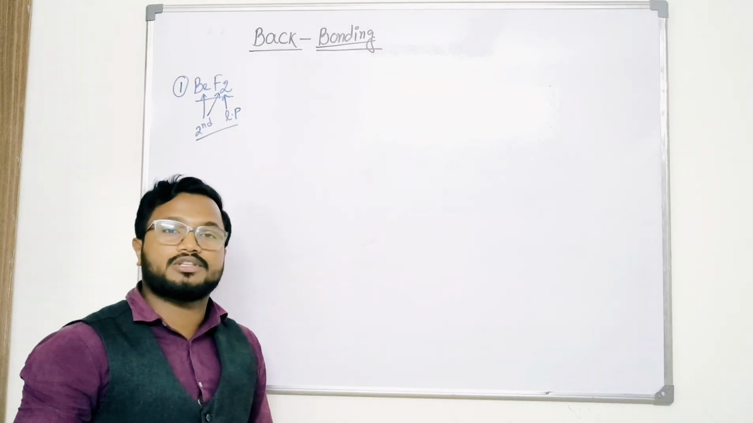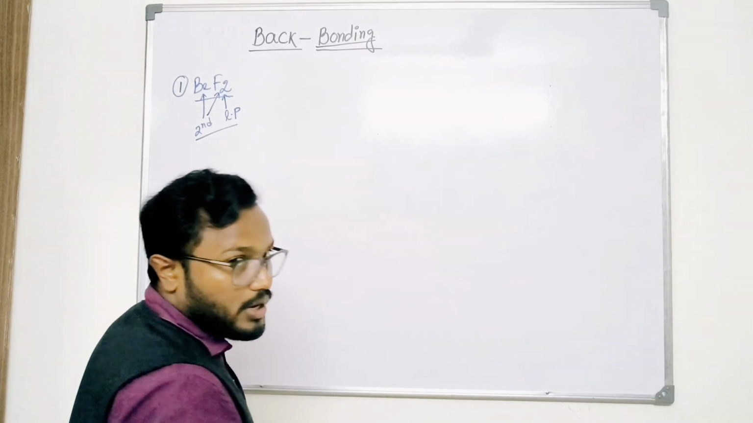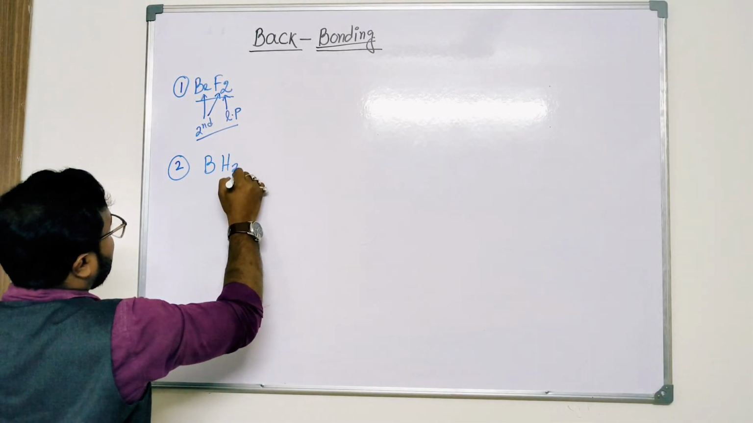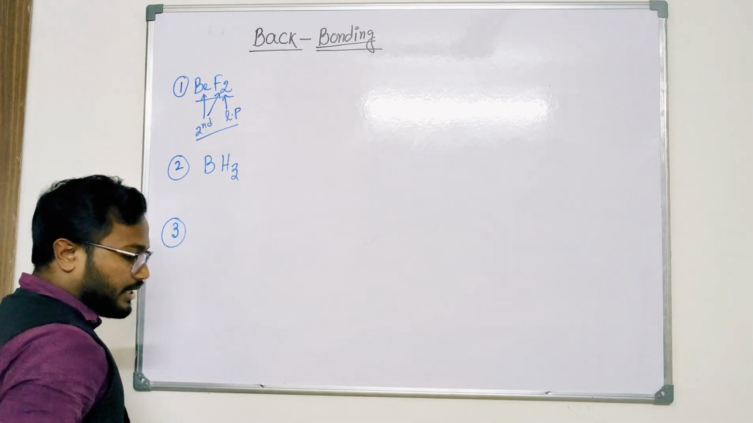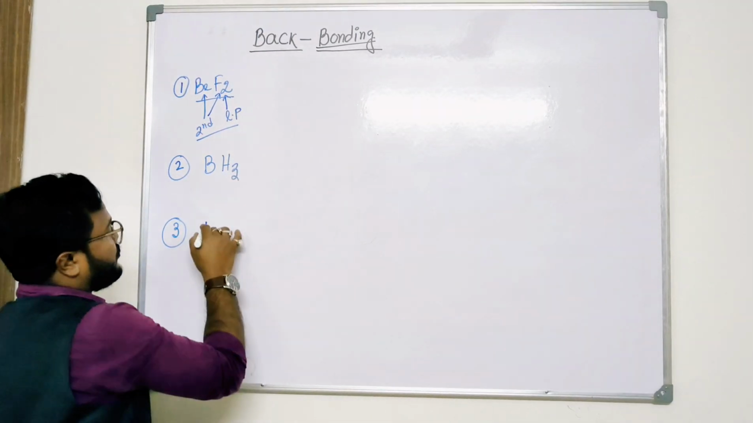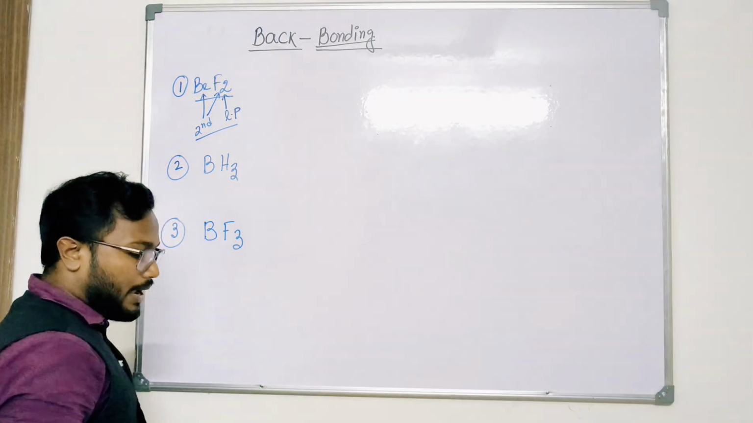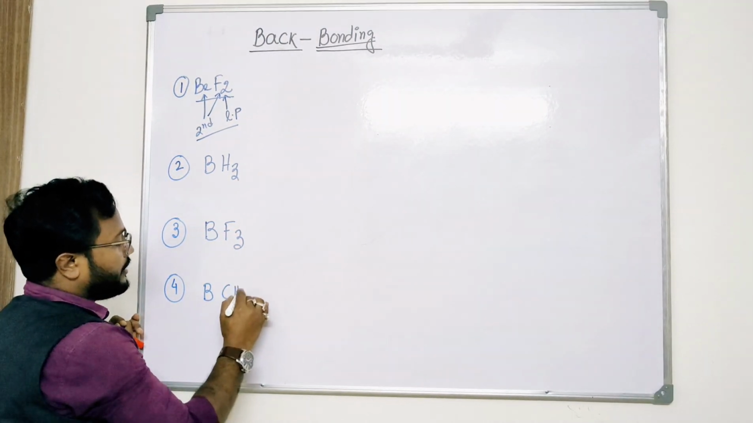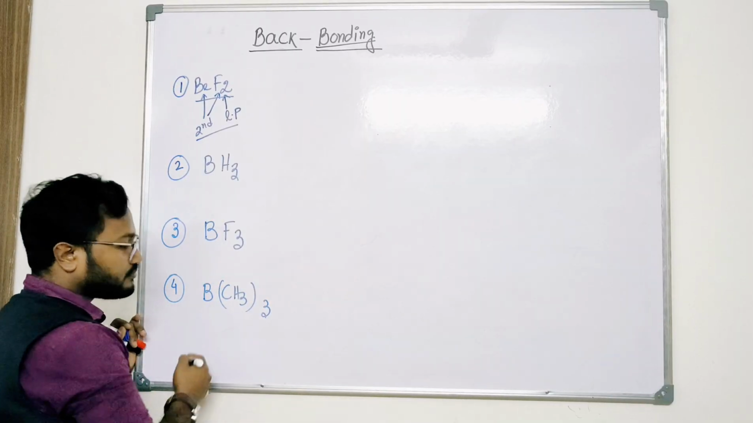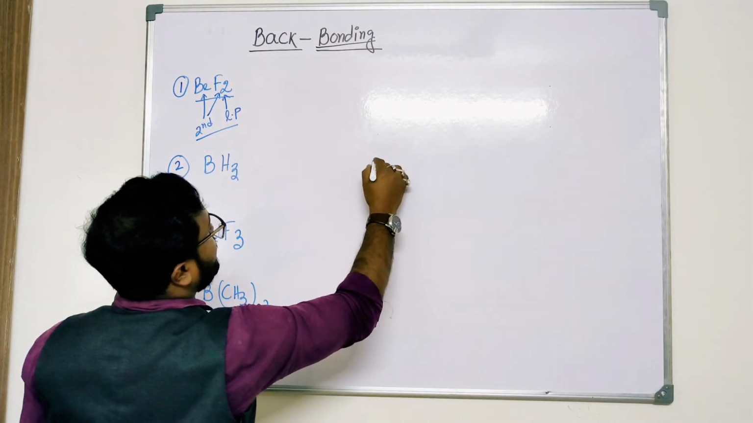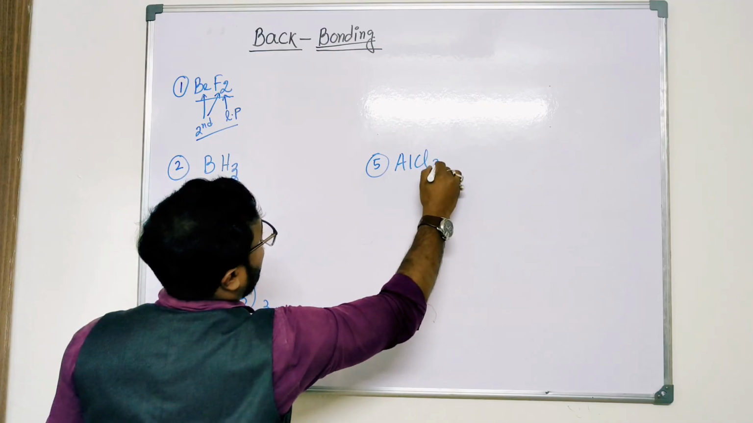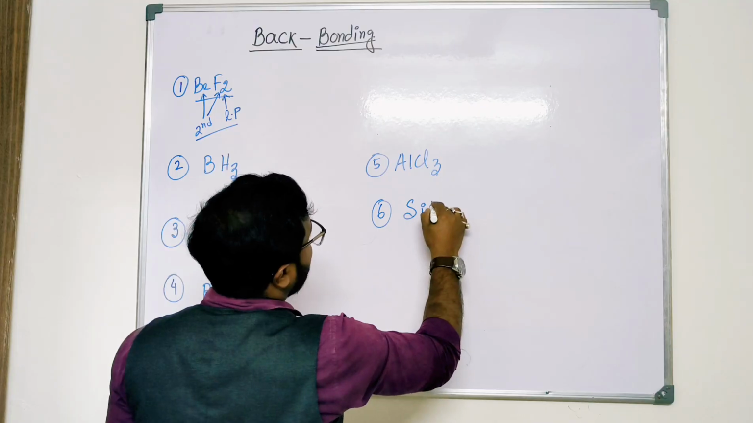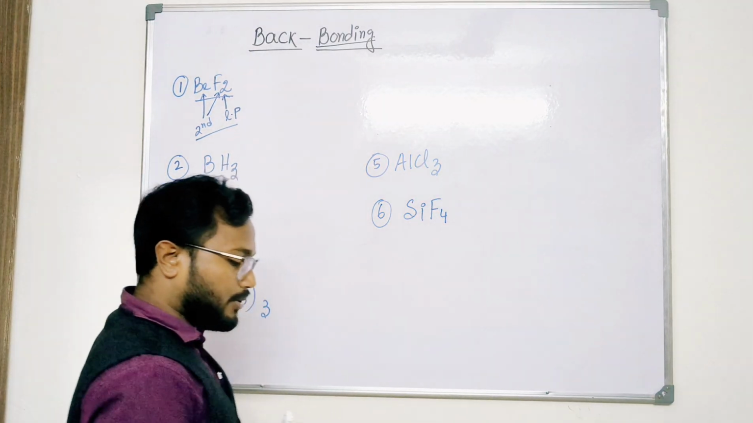Let's take a few more questions. You try to solve by yourself. If you can't, I'll solve. Second case we are taking BH3. We can take another case of BF3. Will it show back bonding or not? Take another very famous case, B(CH3)3. Another case I am taking is AlCl3 and SiF4. Let's check one by one.